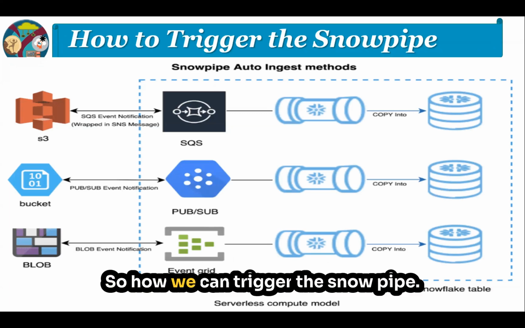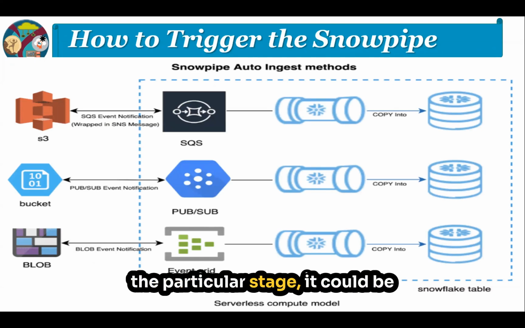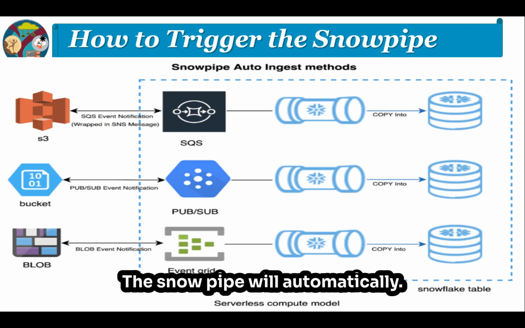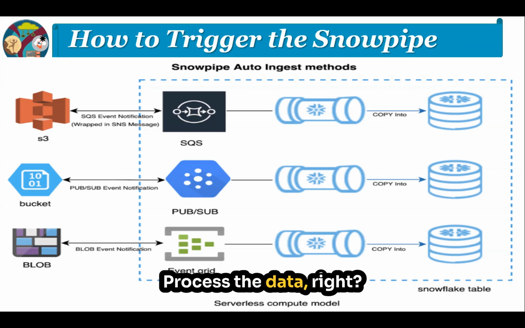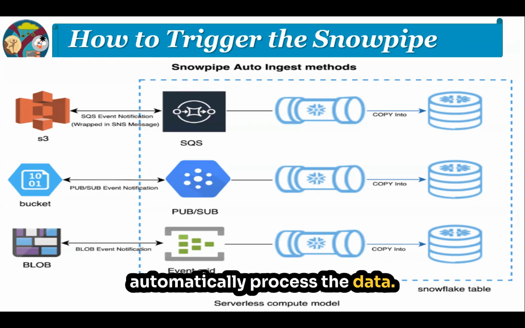Okay, so how can we trigger the Snowpipe? We are talking about the Snowpipe. We are saying that as soon as the feed file arrives in the particular stage, it could be internal or it could be external, the Snowpipe will automatically process the data, right? So how is the Snowpipe going to automatically process the data?